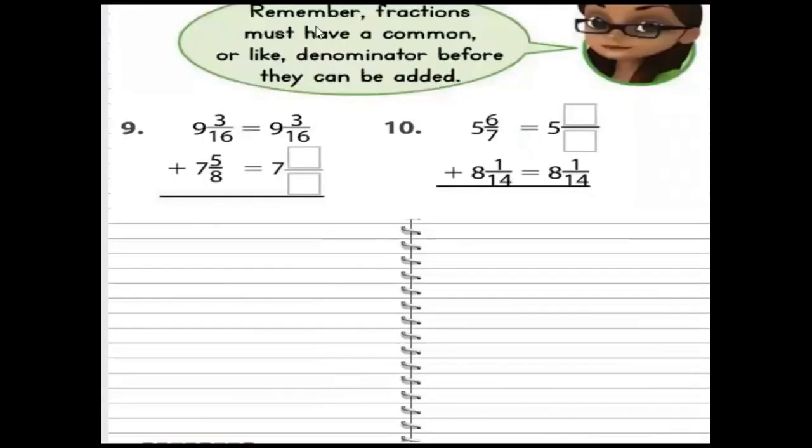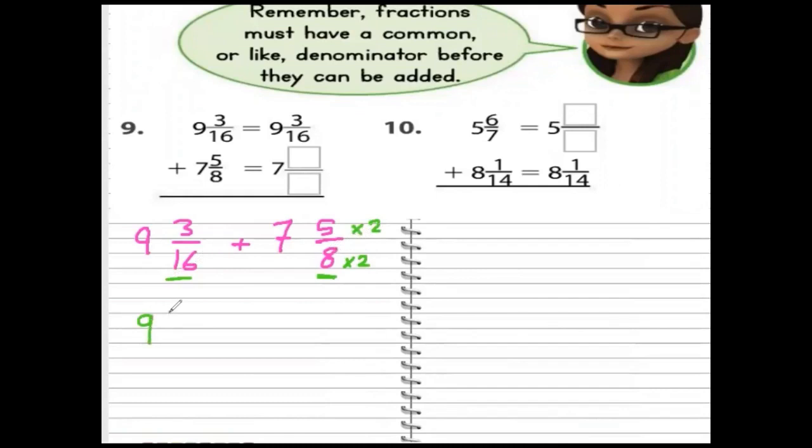Okay, so in question 9, we have 9 and 3 over 16 plus 7 and 5 over 8. How can I solve it? It's very easy. Number 1, I'm going to add the fractions. But mister, both have different denominators. Can I make the 8 become 16? Yes. I'm going to multiply here by 2, and up by 2 as well to keep it balanced.